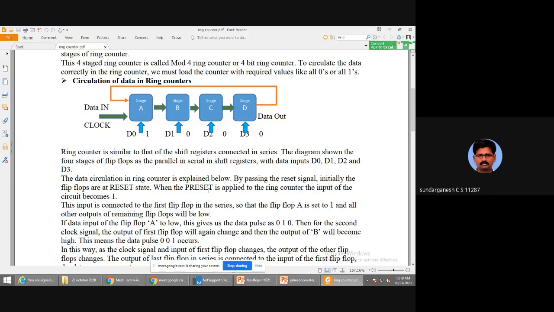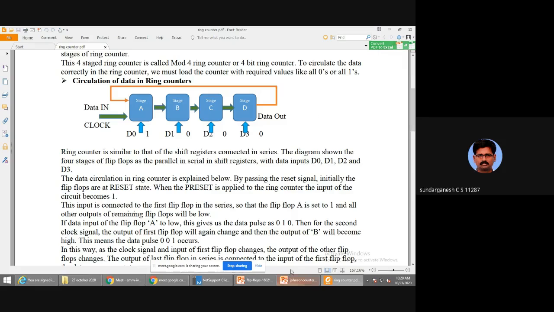So when you apply preset to the first flip-flop, it becomes 1, and the remaining flip-flops are 0. Now you apply a clock signal. The 1 will move from the first flip-flop to the second, the second to the third, the third to the fourth, and finally it comes to the output. This is known as circular fashion. We normally do this type of ring counter.